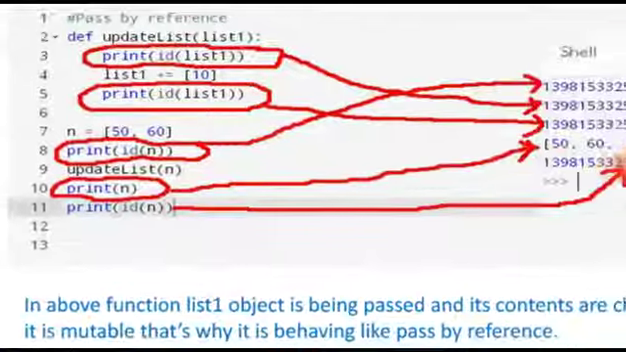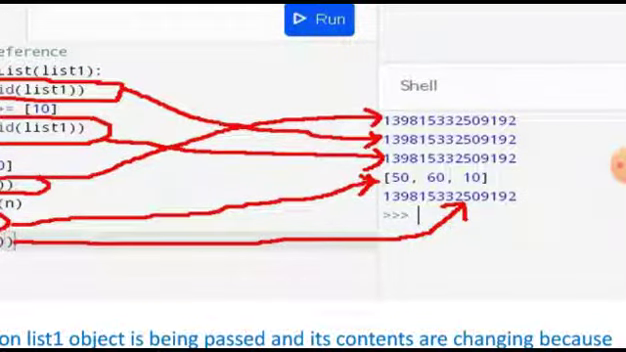When we see here, we can see that in all three cases, before calling the function, after calling the function, and after updating the list, the id of the list object is the same.